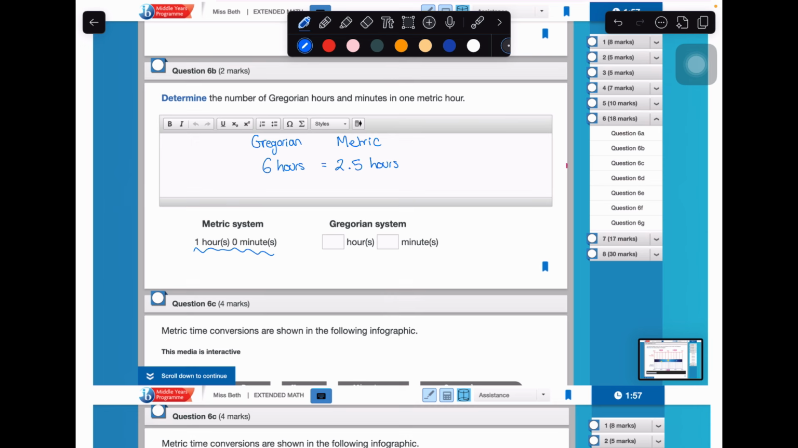So what I'm going to do, because I want my metric to be 1 hour, I know that I need to divide here by 2.5. Okay, so I'm going to do the same on the other side and divide by 2.5. So just grab your calculator at this point, and all you need to do is 6 divided by 2.5. You would get 2.4 hours. Okay, so your 2 hours is known, you can fill that in, but what you do need to know is, well, what is 0.4 of an hour in minutes? Now for the Gregorian system, there's 60 minutes in 1 hour, of course, so you need to do 0.4 multiplied by 60 to find your minutes. You would find this to be 24 minutes.